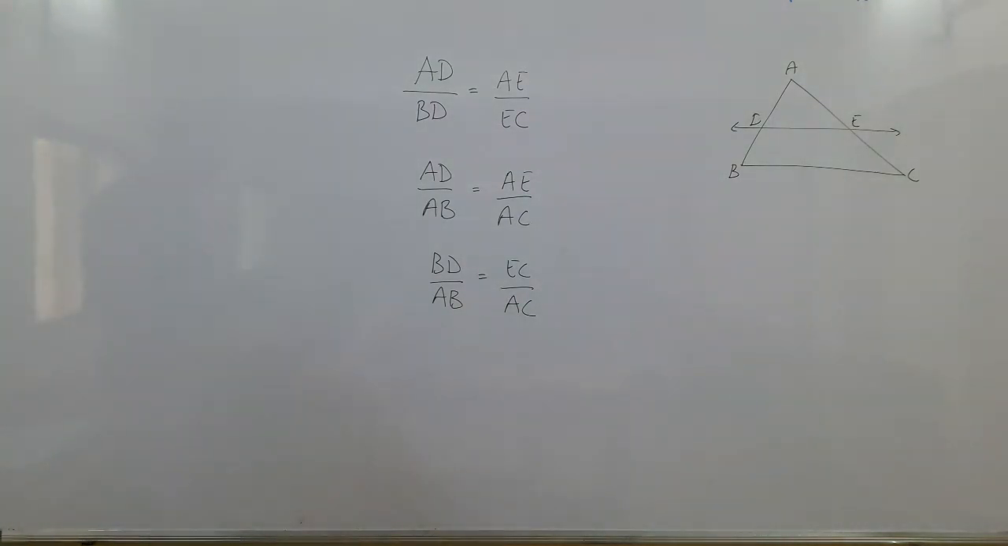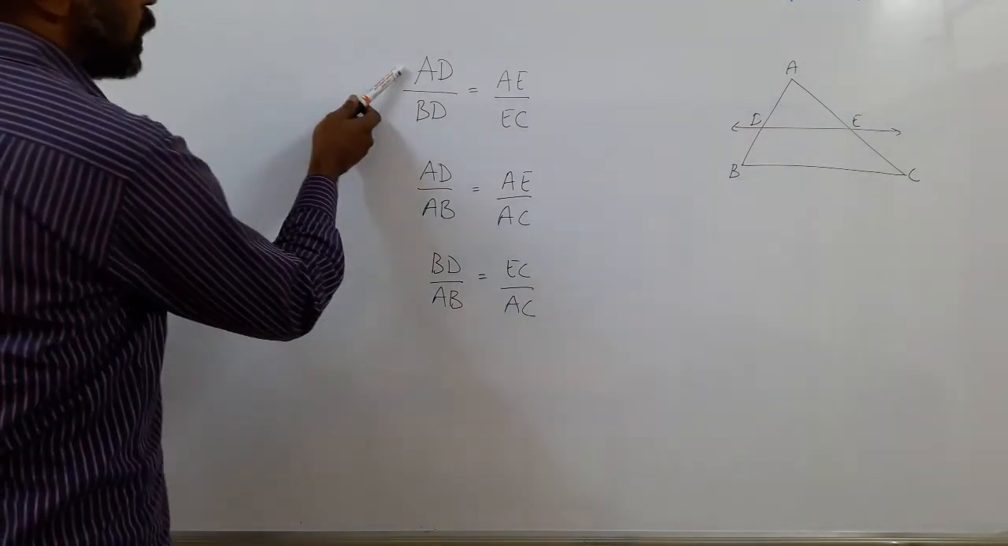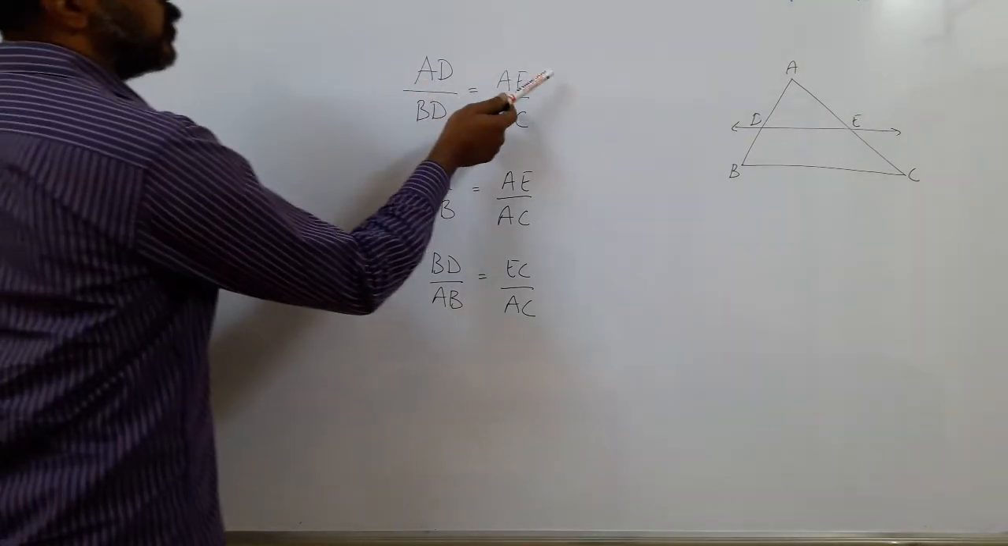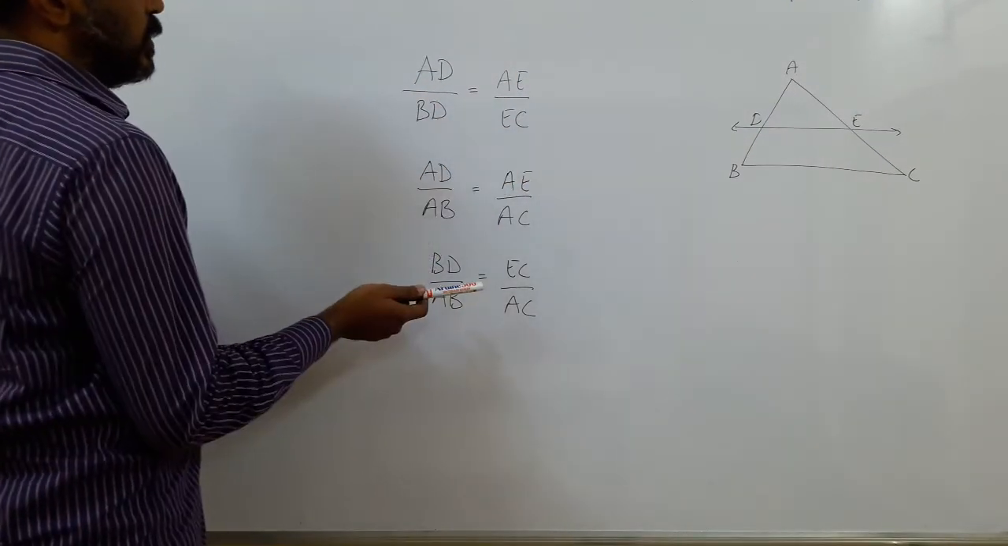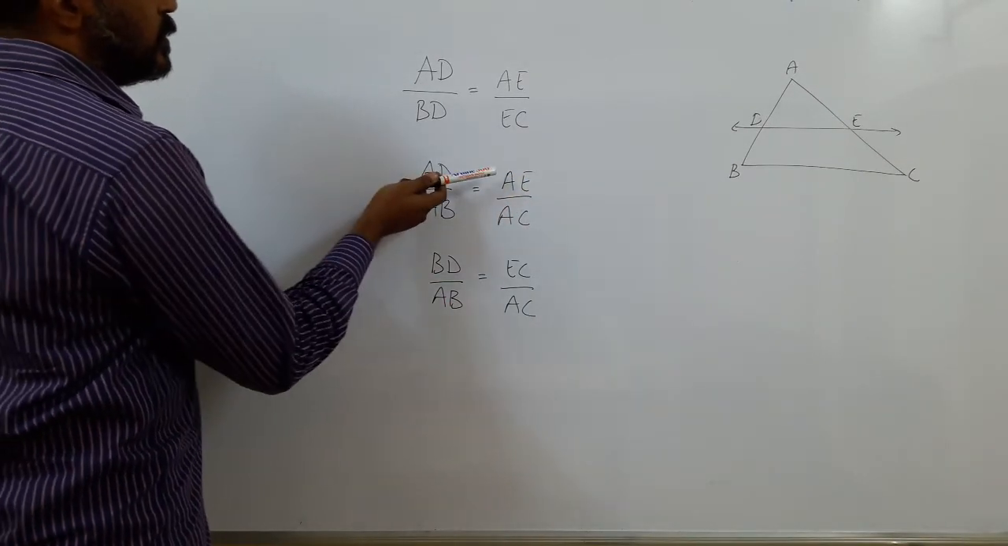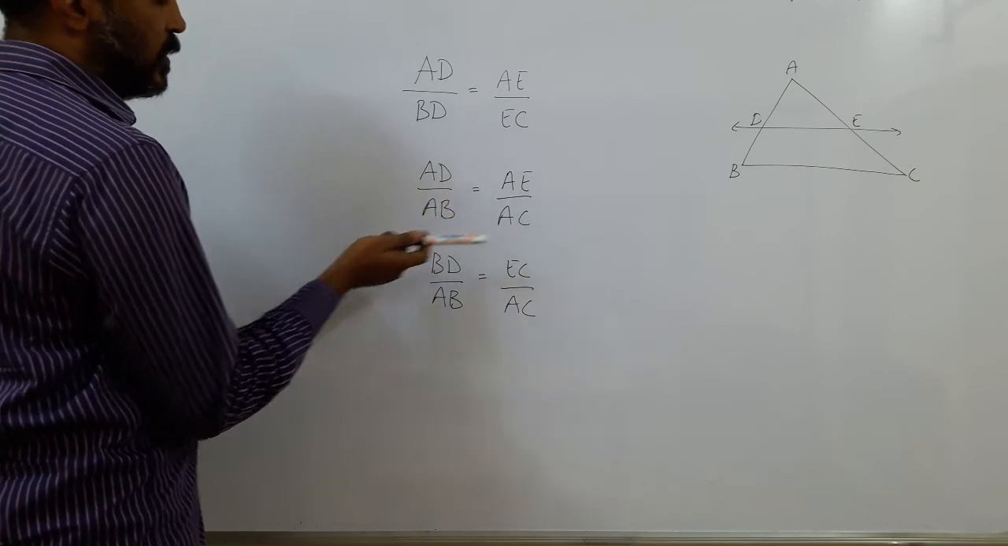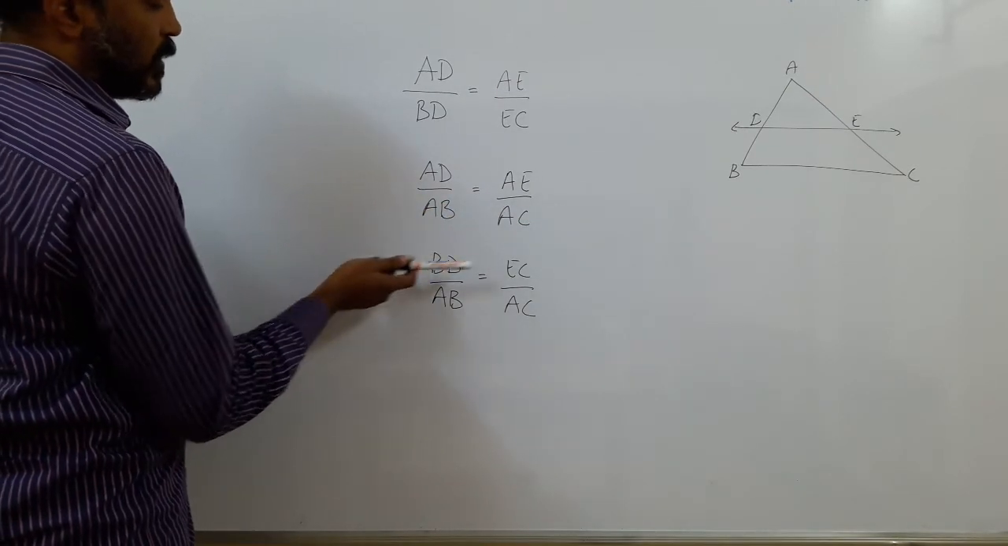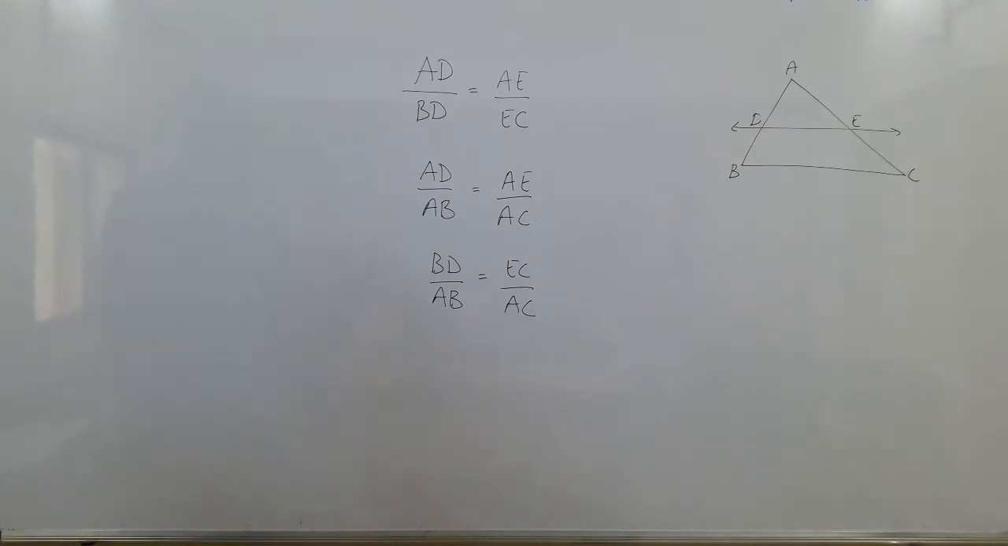So whenever a line is given parallel to one side which intersects the other two sides in two distinct points, then they cut them in the same ratio. But how does the ratio remain? Top part upon bottom part of one side equals top part upon bottom part of another side. Top part upon whole of one side is top part upon whole of another side, and bottom part upon whole equals bottom part upon whole. So this is the theorem, a very important theorem.